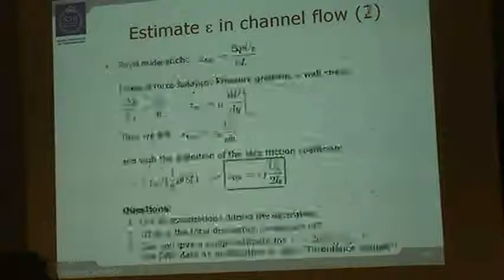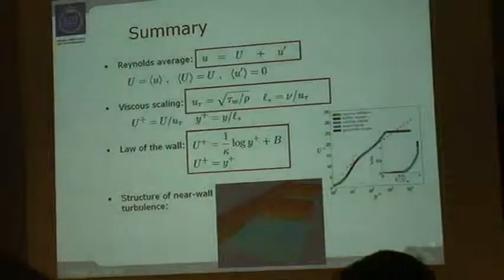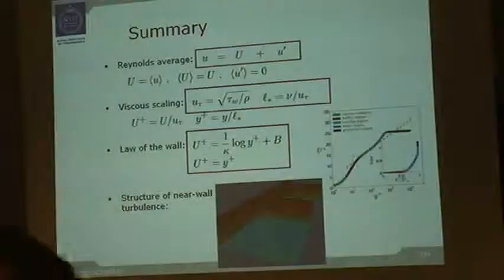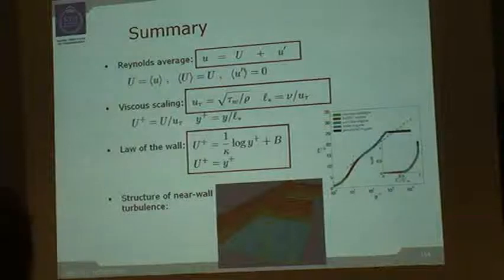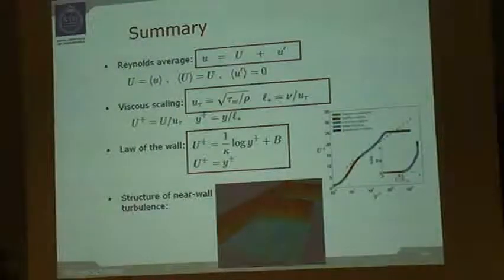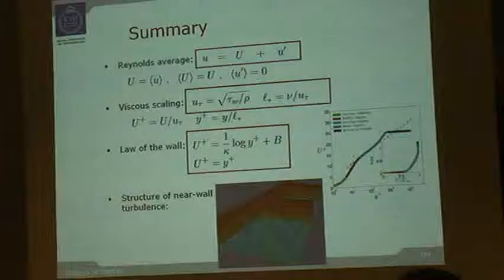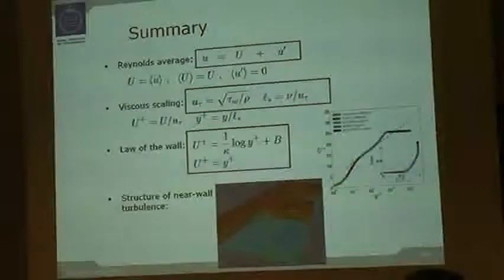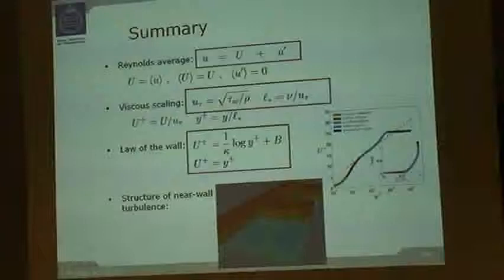Not yet finished. Summary. So there were a lot of things that I tried to show you. Many of the things we've certainly heard before, but it's always good to hear them over and over again. There are 4 points that we should take home. First of all, just to remind you of the Reynolds decomposition. Then, for wall-bounded flows, we can introduce viscous scaling in terms of u tau and l star, which gives us the u plus and y plus.